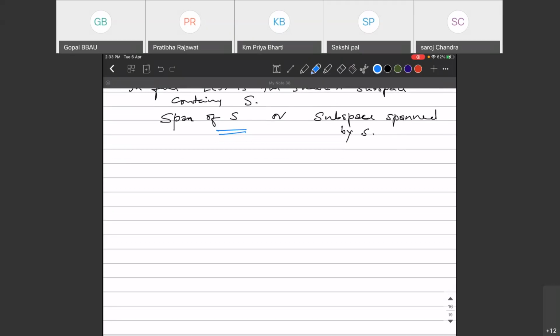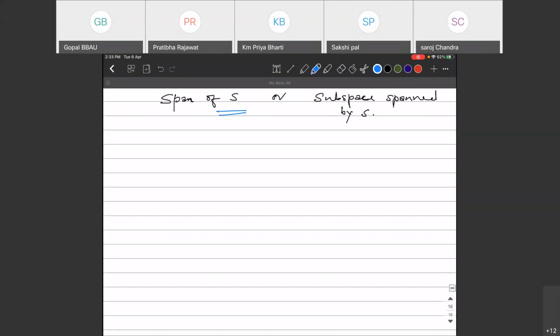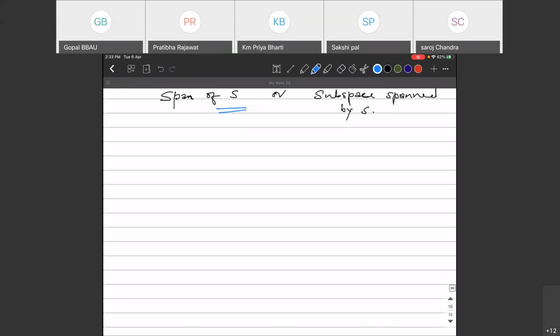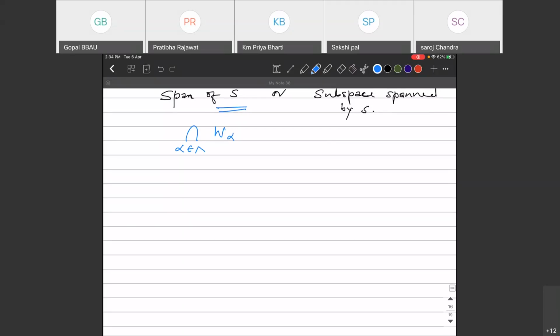Okay, or we do one thing: take all subspaces which contain S, and then take the intersection. You all know now, because we have seen this, that the intersection of any collection of subspaces is again a subspace.